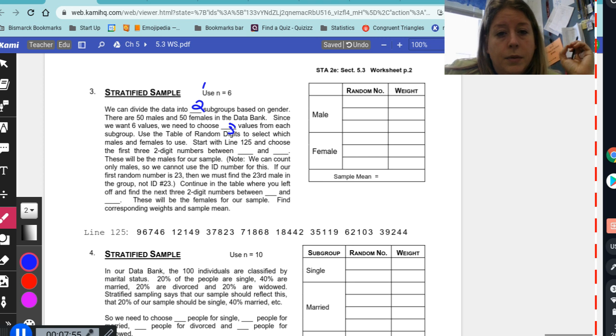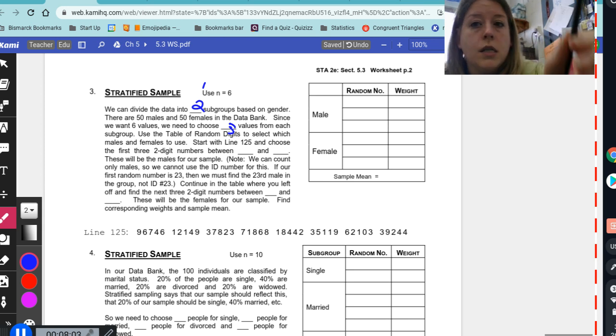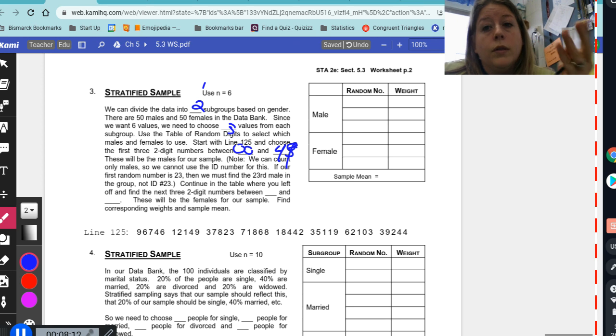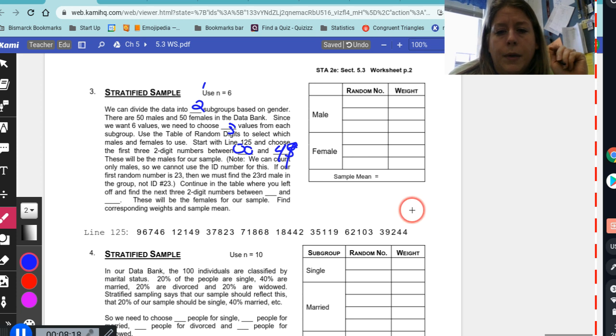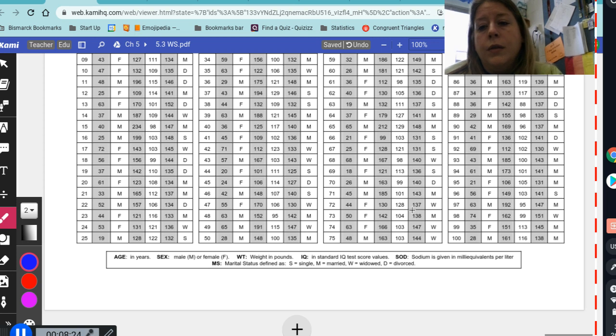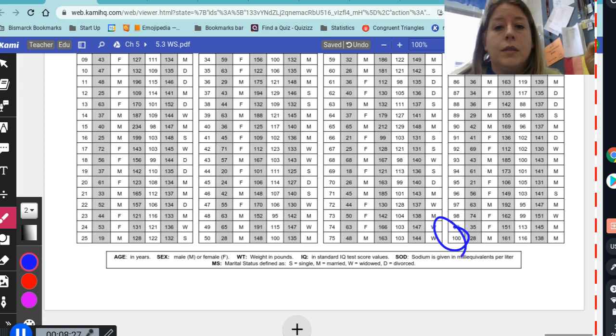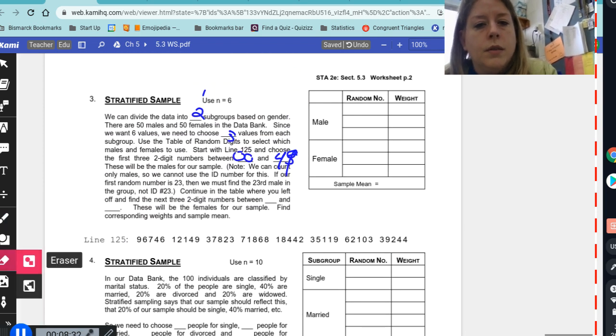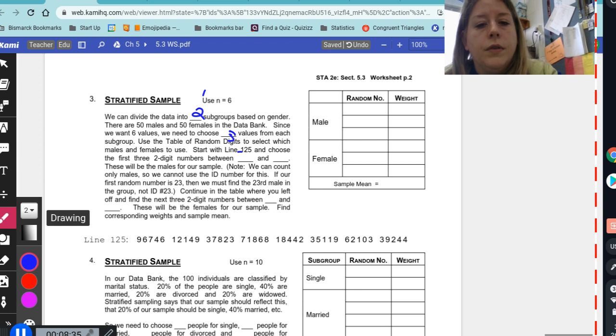Okay. Use the table of random digits to select which males and females to choose. Start with line 125 and choose the first 3 two-digit numbers between 00 and 49. Or you could do 01 to 50, because you're still in the 2 digits. Question that might come up: number 00 is not on there. So person number 100 would be person number 00. So actually then I want to change this. I don't want to do 00 to 49. I want to do 01 to 50.